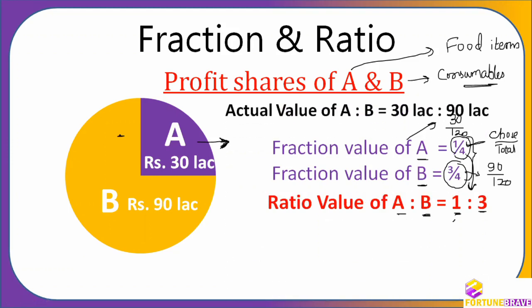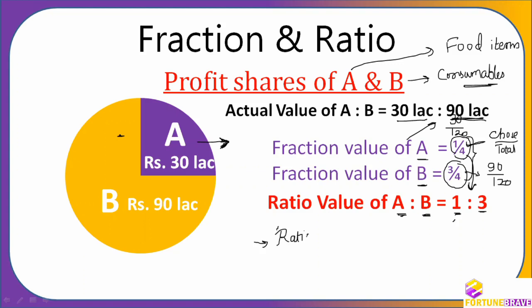So the actual values are 30 lakhs. Ratio value is 1 is to 3, whereas the actual value is what? 30 lakh and 90 lakh. So if you ask me what is the one ratio value, I'll tell you that 1 ratio is equal to 30 lakhs. This you should be able to understand. Now there is one more thing we need to understand.